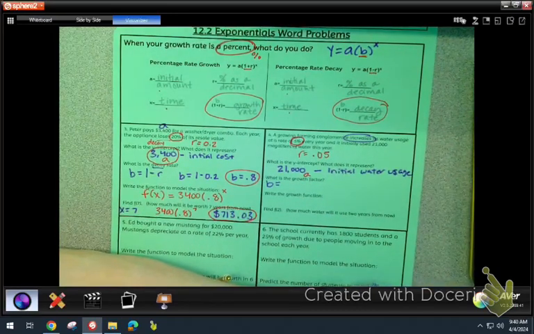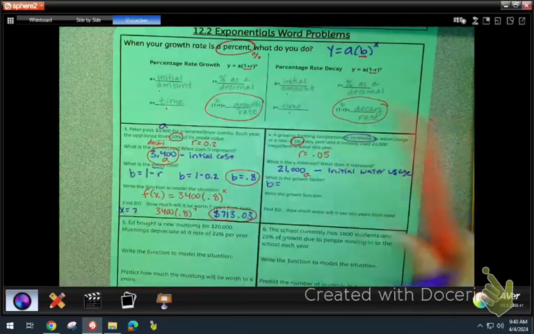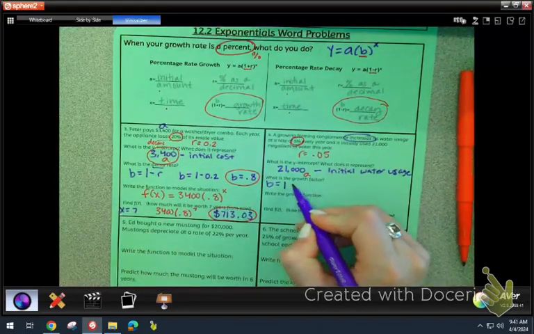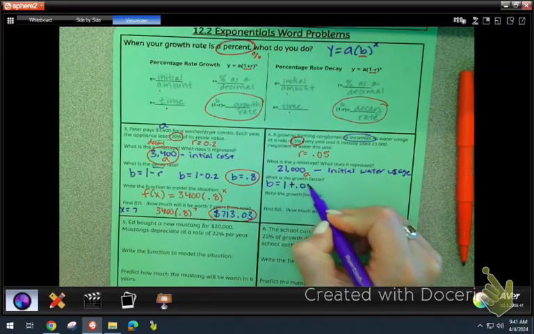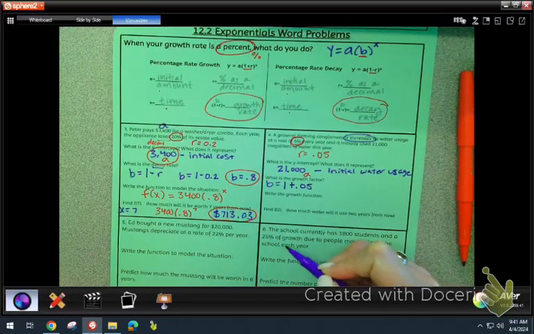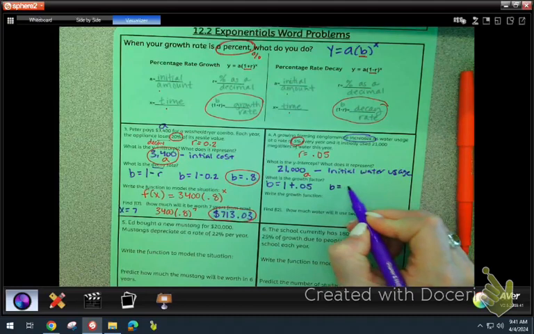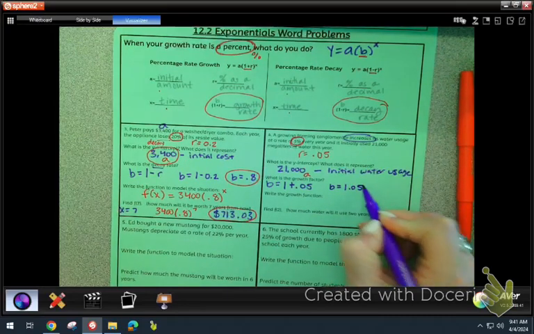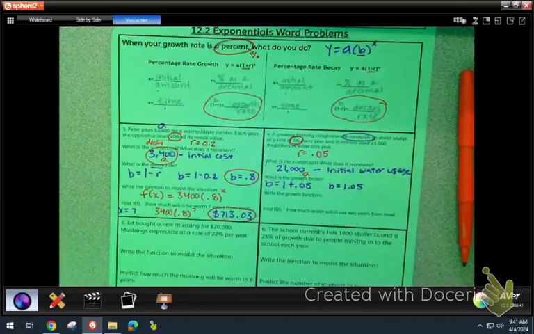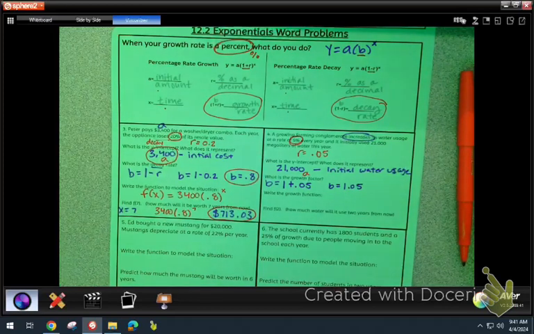Okay? So since it's increasing, when I actually go and write that growth factor, am I going to put 1 plus 0.05 or 1 minus? 1 plus 0.05. You have to get these context clues from the story. Okay? It will tell you whether it's growing or decaying.